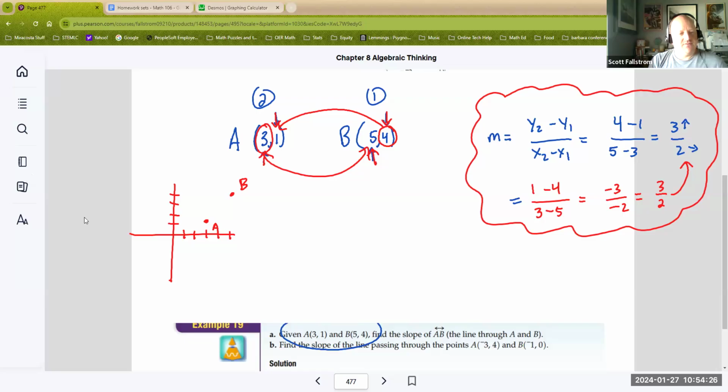I'm just going to ask you, how far do you have to go up or down to get to B? And how far right do you have to go? Now, again, think of each right or left as positive or negative. Up and down would be positive or negative. So if I was going from A to B, I would go up 3 and I would go positive 2 in that direction. So my slope would just be up 3 and right 2, which is 3 over 2.